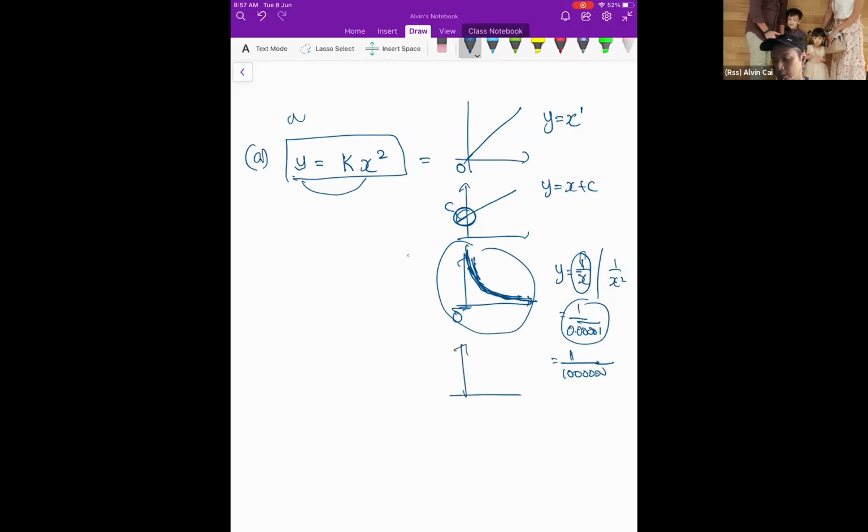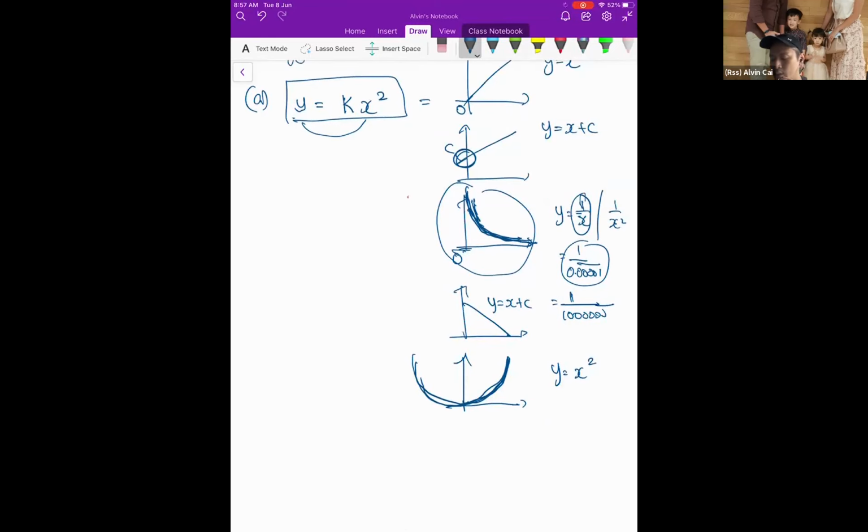Of course, the third line going down is still also y equals mx plus c, but the gradient is negative. The fourth line is going up this way. This is a graph that we see most often. If you complete it this way, it's actually something like this: the y equals x squared graph.